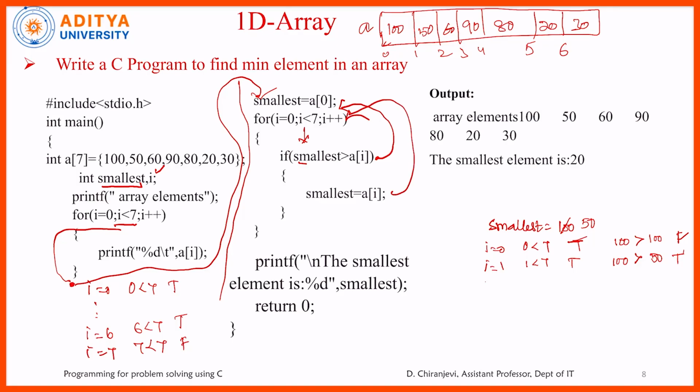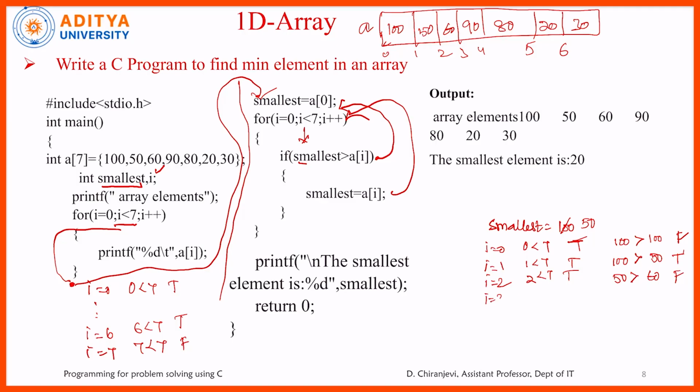Now with i plus plus, the i value is 2, and 2 less than 7 is also true. Now again you will check the condition in the if: smallest greater than a of i. The smallest value updated is 50 now. 50 greater than a of 2, which is 60. 50 greater than 60 is false. If this is false, from this if itself you can go back and update the i value.